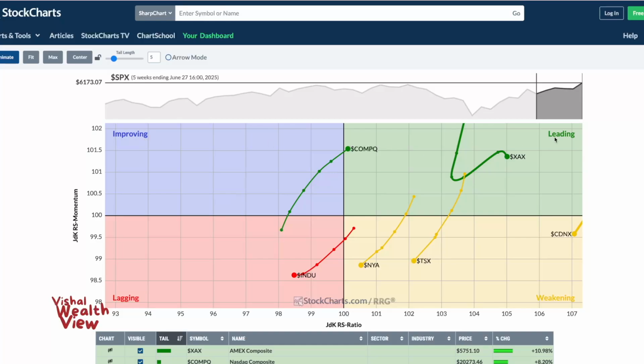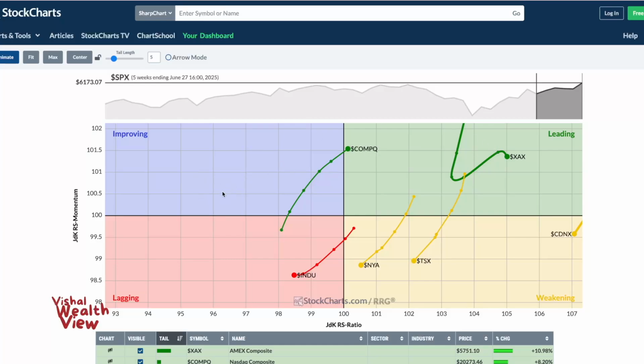A leading quadrant has securities with strong relative strength and positive momentum, indicating outperformance. A weakening quadrant has securities that are still strong, but they're losing momentum, signaling a potential peak. A lagging quadrant shows securities that have weak relative strength and negative momentum, indicating underperformance. You should truly avoid stocks that are in the lagging quadrant. And then you have the improving quadrant, with securities that are gaining momentum and may soon move to the leading quadrant.